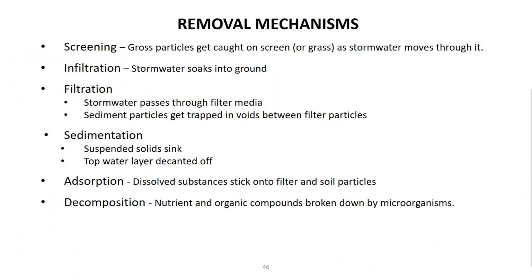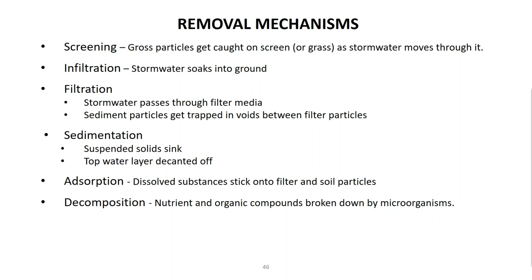So the removal mechanisms that can happen in a water-sensitive system, as I said, are very similar to the ones that happen naturally. The first one is screening, which involves the removal of gross particles such as litter or suspended solids. They get caught up in the grass or vegetation as the runoff moves through it. So that's surface water.